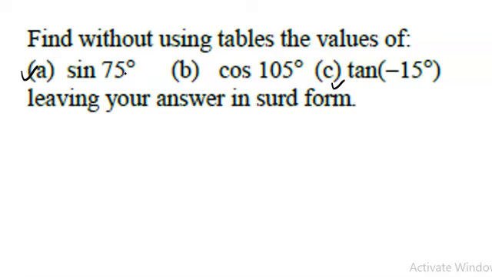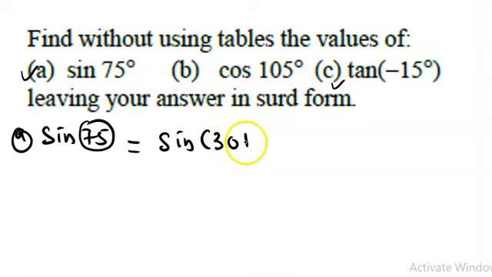I'm sure you have watched my first video, in which we talk about common angles and getting values. So without using tables means we are not supposed to leave your answer in decimal. That is all. Okay, let's look at the first one. Sine 75. How do you write 75 into common angles? We can write it as 30 plus 45. Then with this we can use compound angles.